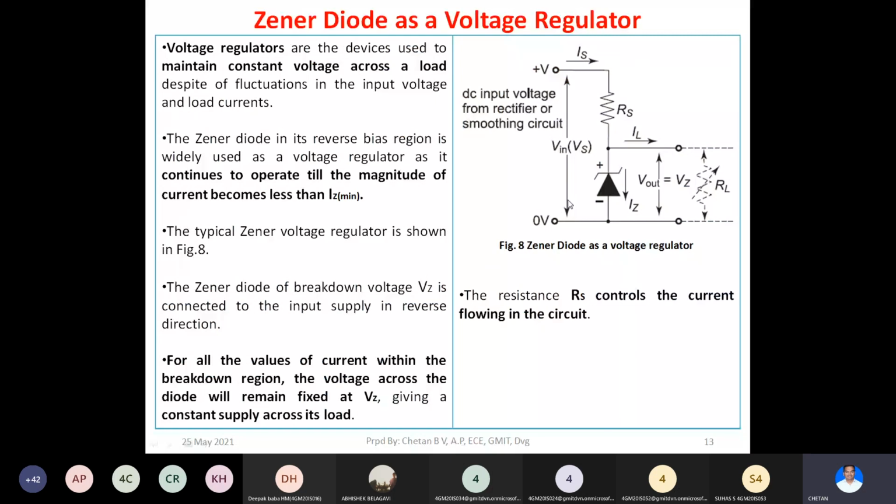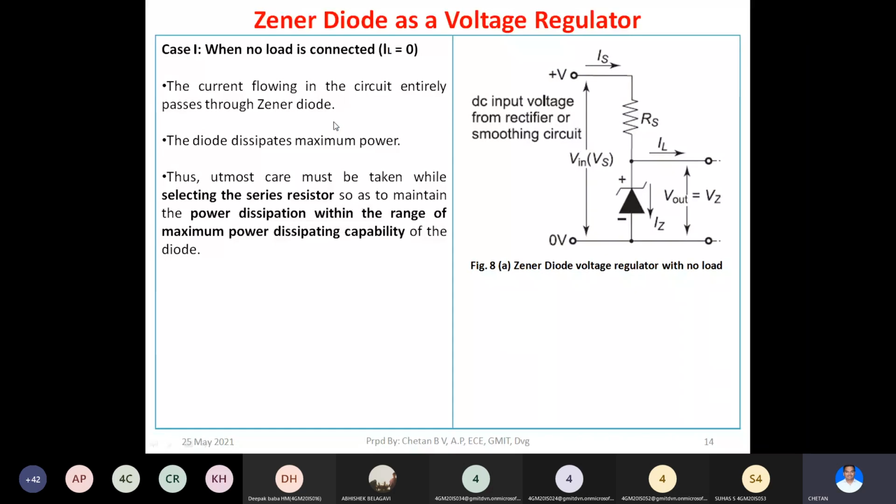And one more thing in this circuit, we can observe there is something called RS, which is the series resistance. Using this resistance, you can in turn vary this IS and control the value of IZ which flows through this diode. And this series current IS, if you observe this circuit, is the sum of IL and IZ. So this is a very important equation: IS, which is the series current, is the sum of IL and IZ.